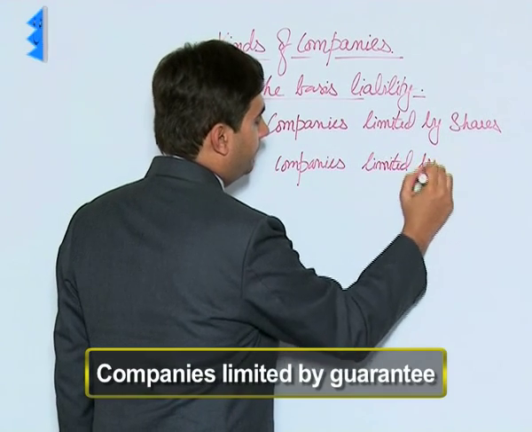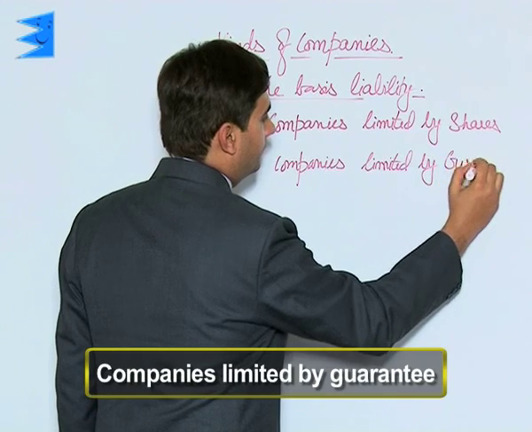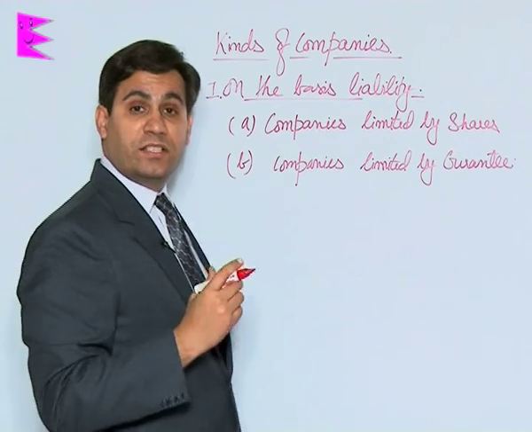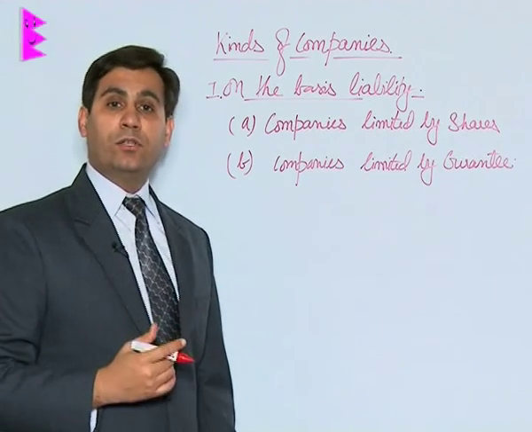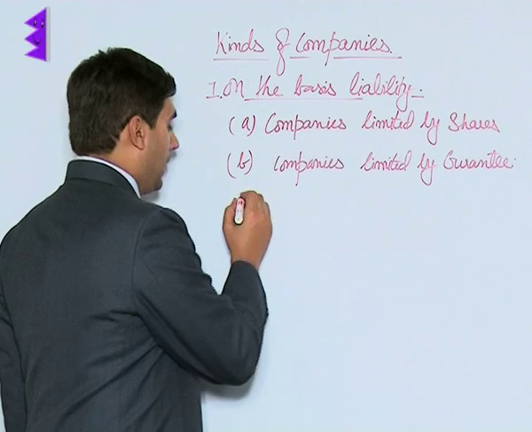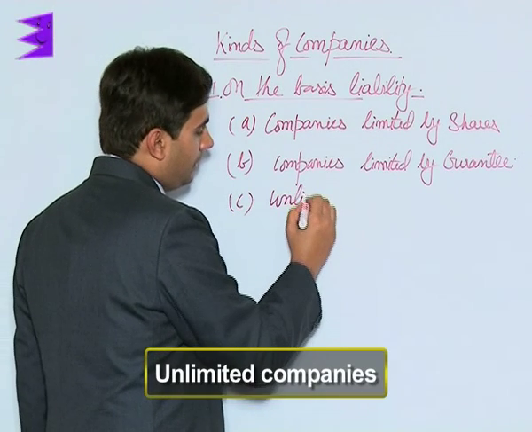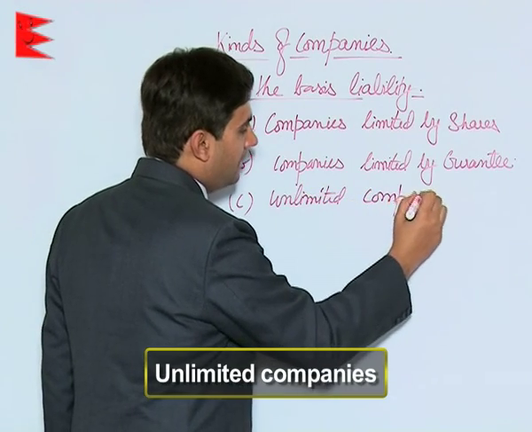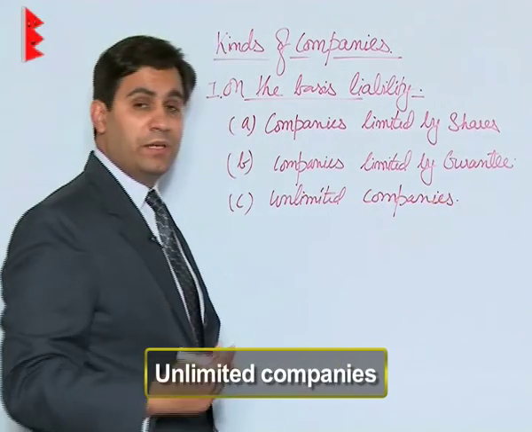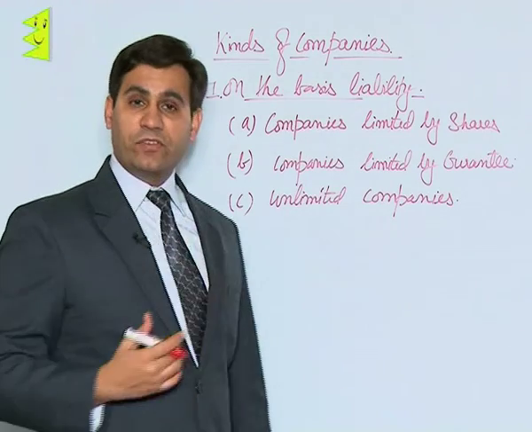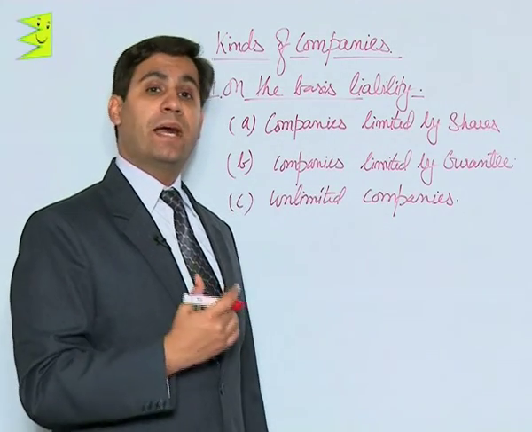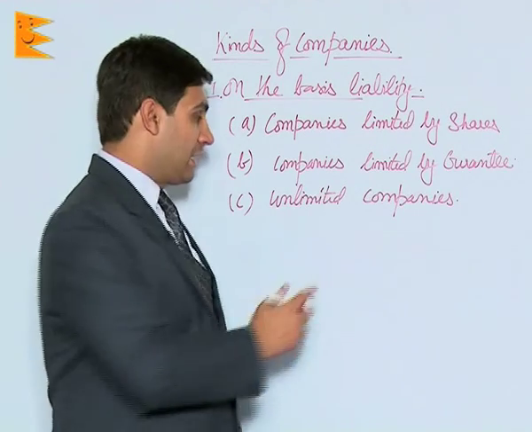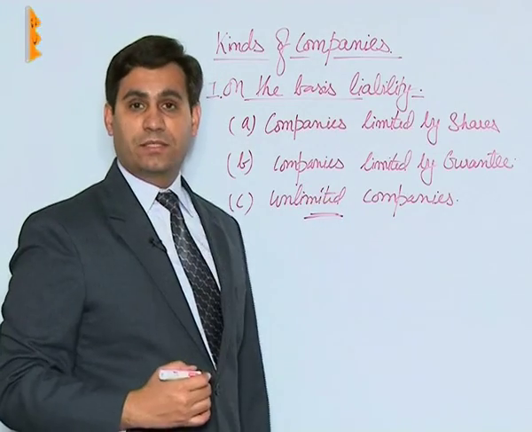Then we have companies limited by guarantee, wherein the liabilities of the members is restricted to the amount that they have agreed to contribute. And last is unlimited liabilities or unlimited companies, that is the companies in which members have unlimited liabilities. Remember, this kind of companies, although it is permitted by Indian Companies Act 1956, but they are not found in India. That is the unlimited liability companies.